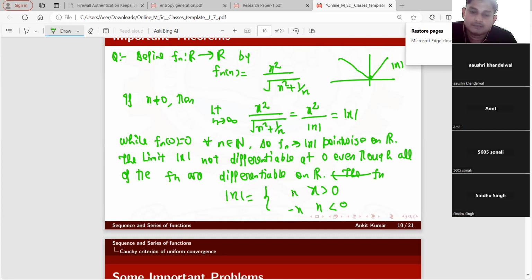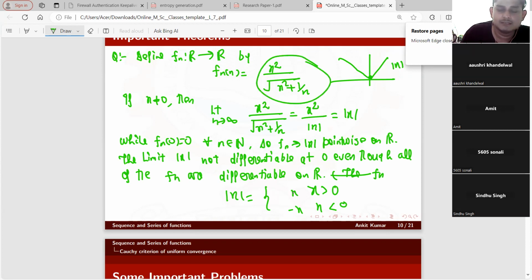From this we analyze that f_n(x) tends to mod of x pointwise. And the limit function, mod of x, is not differentiable at 0. So we also see that each function is continuous and differentiable, but their pointwise limit is not a differentiable function. So this is a counterexample, a very important example for you.